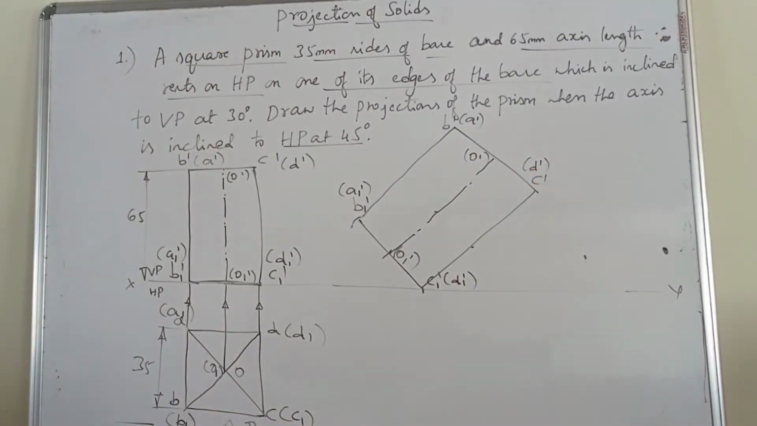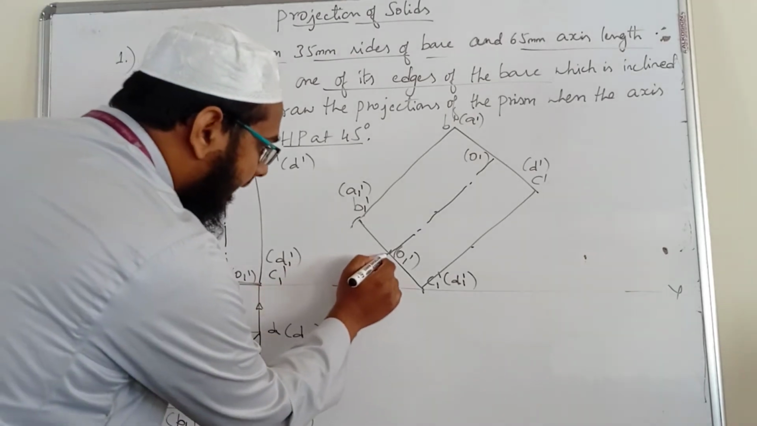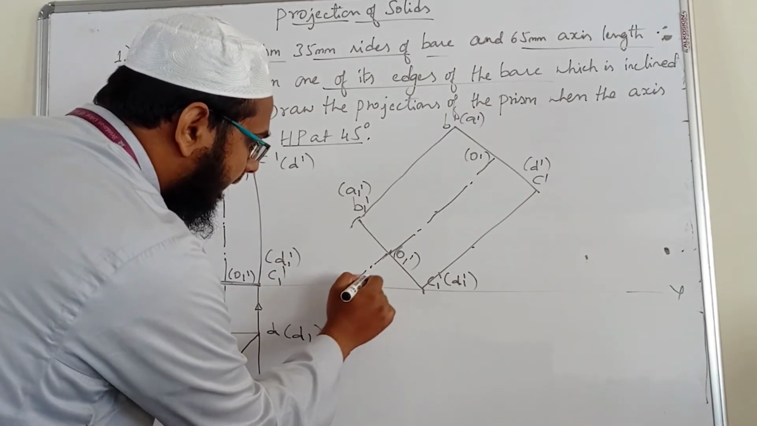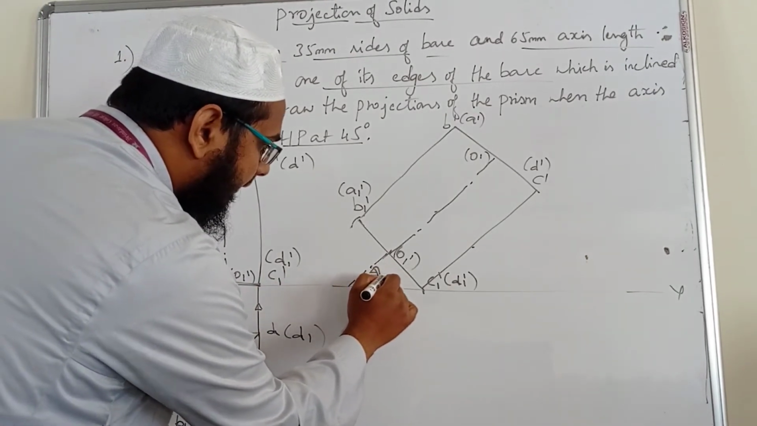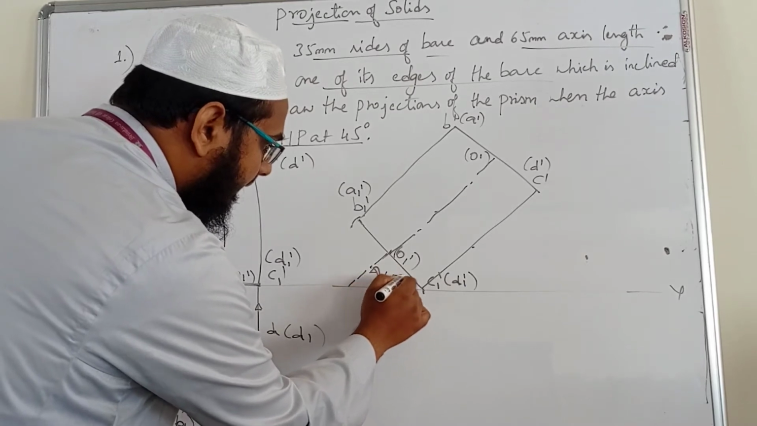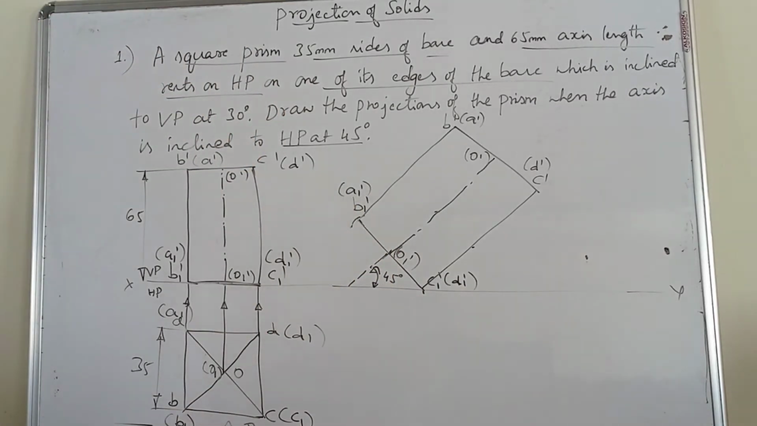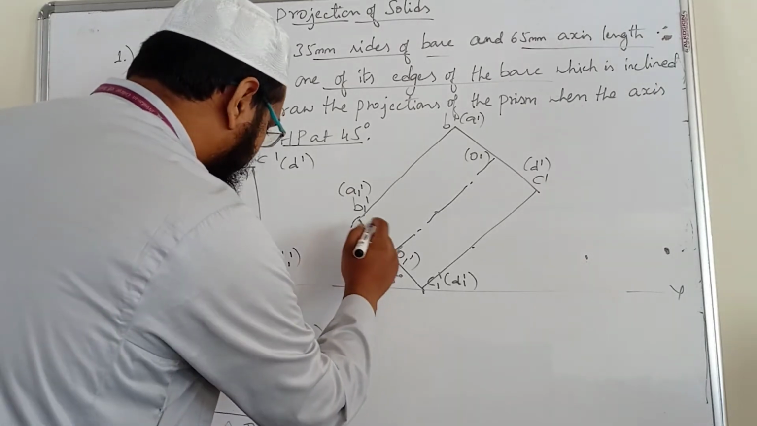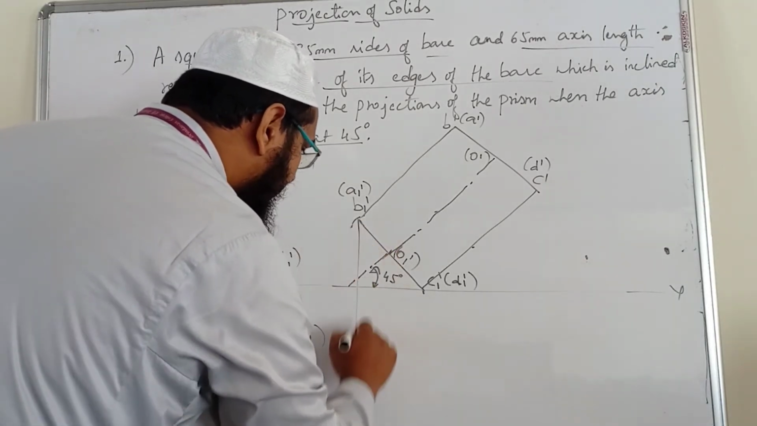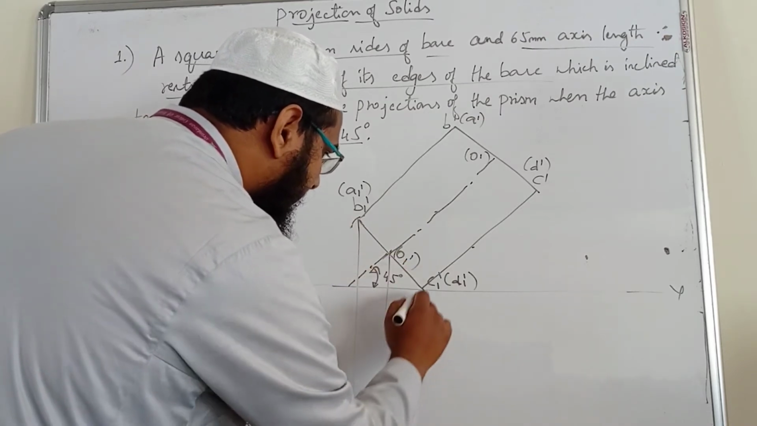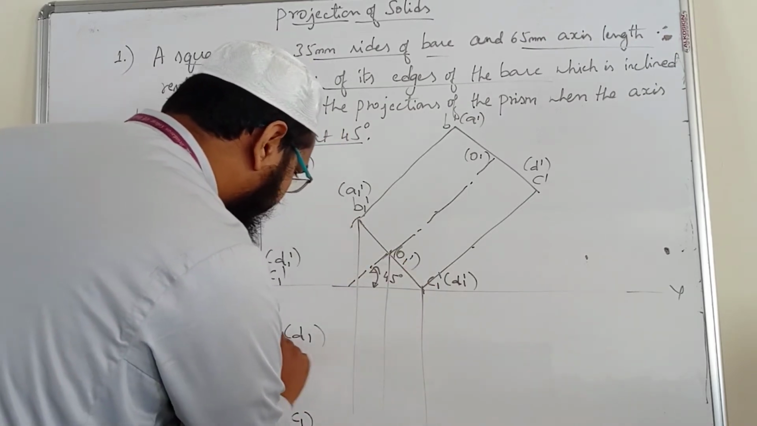Now you can extend this axis, because the angle of inclination is given with the axis. If you extend this axis and measure the angle, you will get exactly 45 degree. So now we will project it downward to complete the second position, top view.